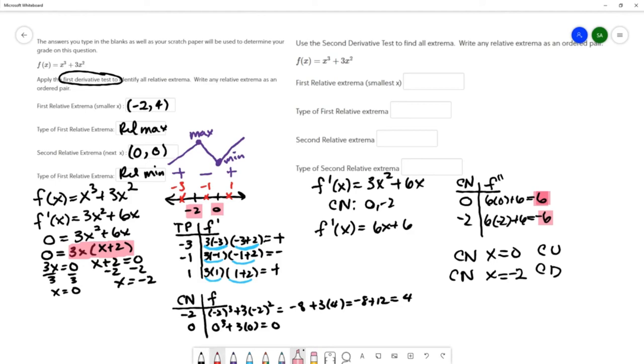So we're going to look at these two pieces of information, the fact that it is a critical number and the fact that it is concave up. So the fact that it is a critical number means that we have a horizontal tangent line. And you can have a horizontal tangent line in one of three ways. You can have it like this, you can have it like this, or you can have it like this.